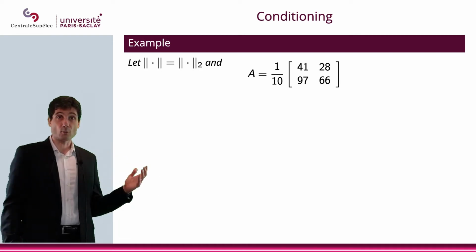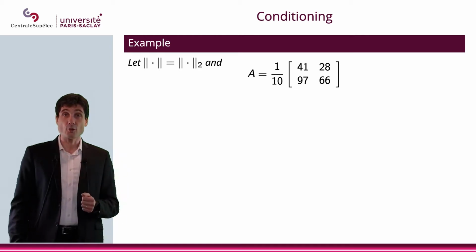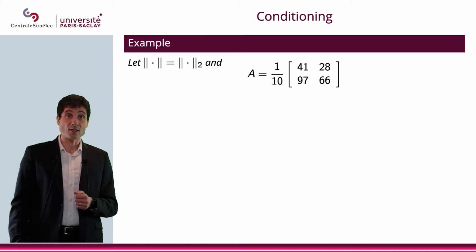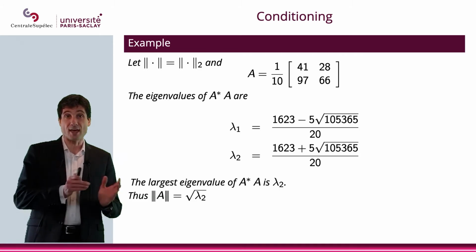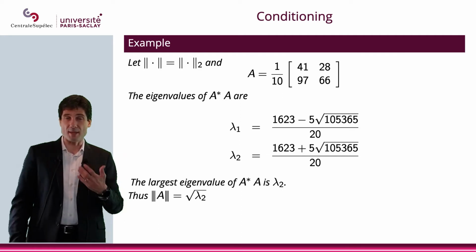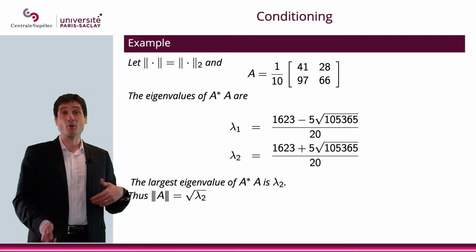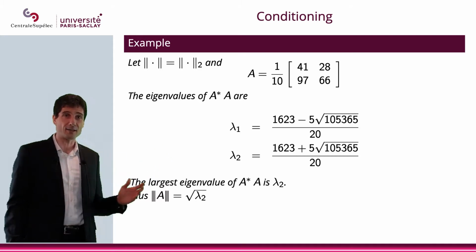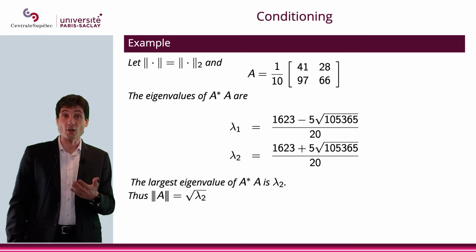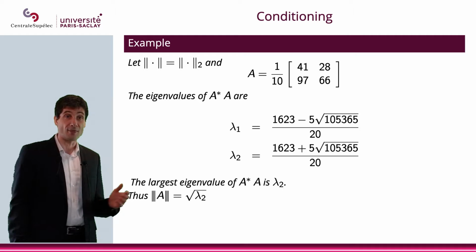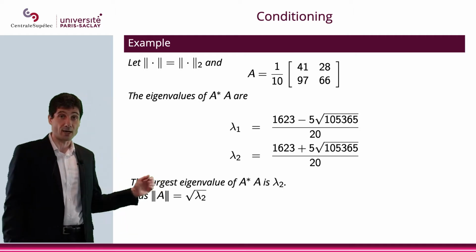Now the matrix I consider was 4.1, 2.8, 9.7, and 6.6. Let me compute the norm 2 of this matrix. As you know, to compute the norm 2, I need to look at the eigenvalues of A transpose A. So I'm going to multiply A transpose by A, then compute the eigenvalues. You can just verify that no mistake was made. And we find lambda 1 and lambda 2. The largest eigenvalue will be lambda 2, and therefore, the norm of A will be the square root of lambda 2, which is the number right over there.